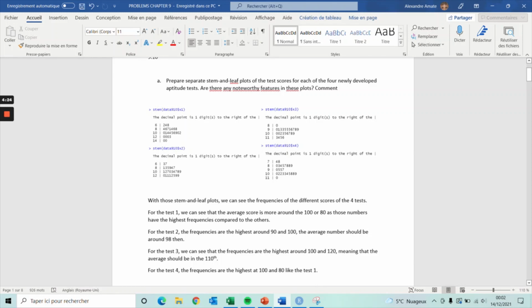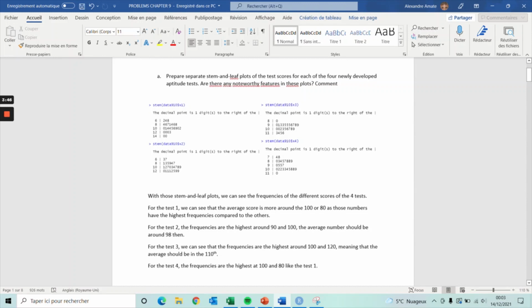For test one, we can see that the average score is around 100 or 80, because those numbers have the highest frequencies compared to the others. For test two, the frequencies are the highest around 90 and 100. The average number should be around 98. For test three, it's more around 90 and 100, so the average should be there also. And for test four, it's around 180. Those have the highest frequencies.